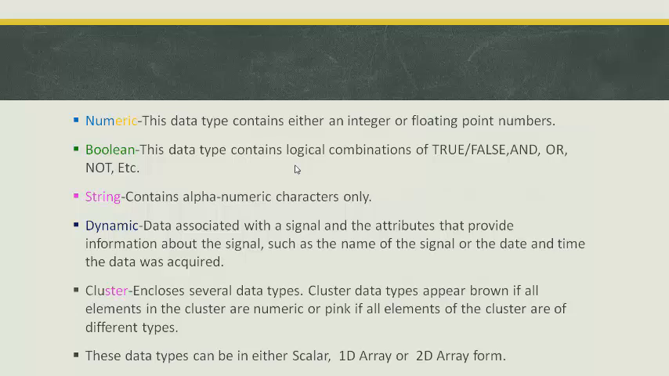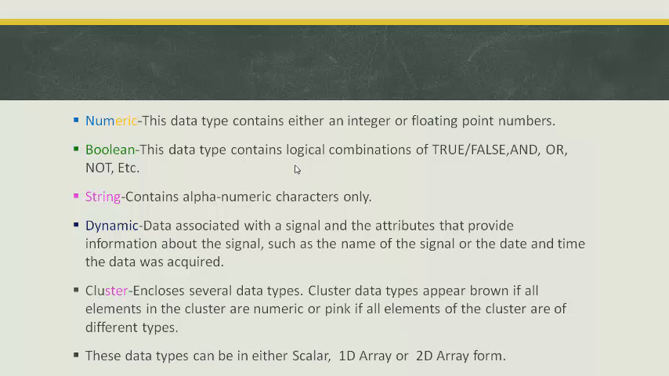These are the various data types present in LabVIEW: numeric data type, boolean data type, string data type, dynamic data type, cluster, and arrays. The numeric data type contains either integer or floating point. Integer data types are all represented in blue color, and floating points are represented in orange color. Coming to boolean, this type contains a logical combination of true, false, then logical gates and universal gates. Then coming to string, it contains only alphanumeric characters, and it is represented in pink color.